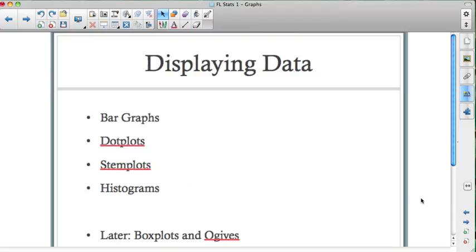In this video, you're going to learn how to make 4 different kinds of graphical displays for data. We're going to learn about bar graphs, dot plots, stem plots, and histograms. And then there are 2 more that you're going to be responsible for, box plots and ogives, but we're going to learn about those later.